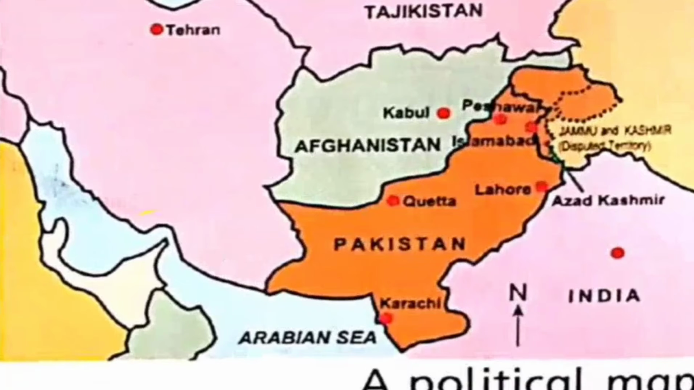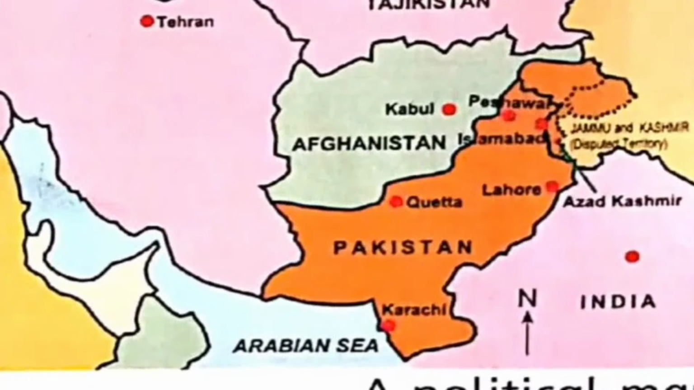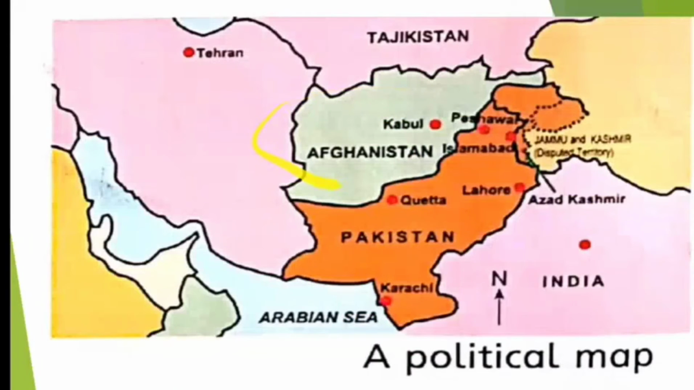In this map, we can see different countries and we can also see the neighbor countries of Pakistan. This is the map of Pakistan. Its border is touching Afghanistan and India. At the side, we can also see the Arabian Sea. We can also see towns and cities in the country.